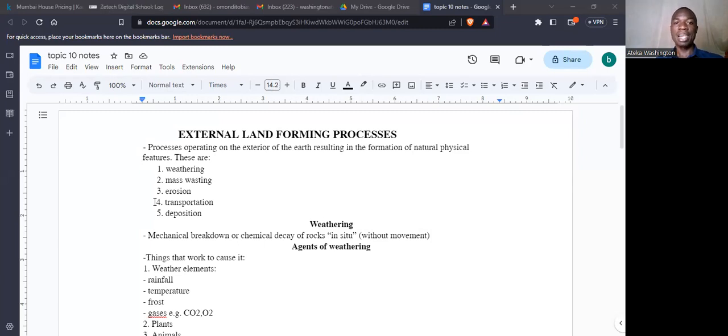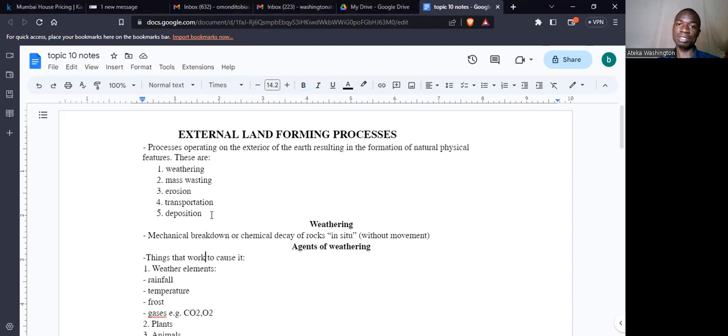Now, here I'm talking about external landforming processes, and here are all the forces, we call them exogenic forces, which take place onto the Earth's surface and influence the features that occur on the Earth's surface. As you can see, I have displayed some of the forces which are influencing the formation of features on the Earth's surface, exogenic force processes.